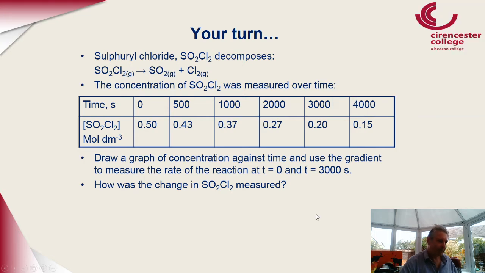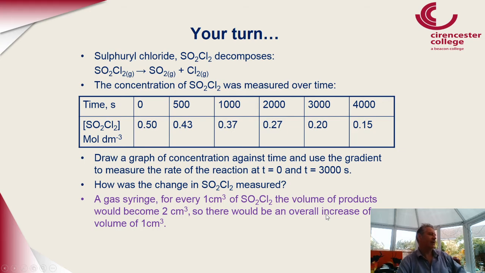Okay, so let's have a look at how we do that. Well, first of all, a gas syringe, because we're getting twice as much: for every 1 centimeter cubed of gas that you have, the products are doubling. So an overall increase of volume of 1 centimeter cubed for every centimeter cubed of sulfuryl chloride being used up.